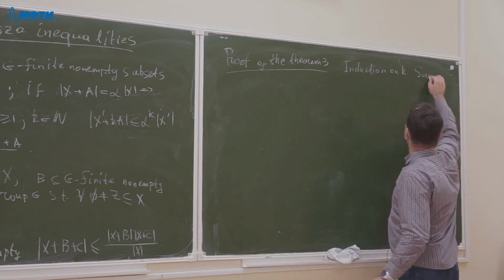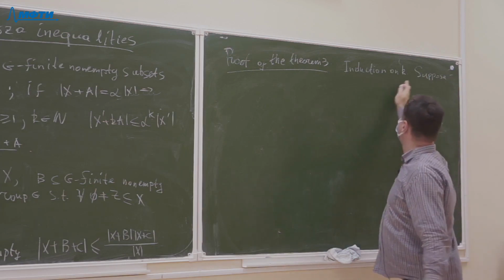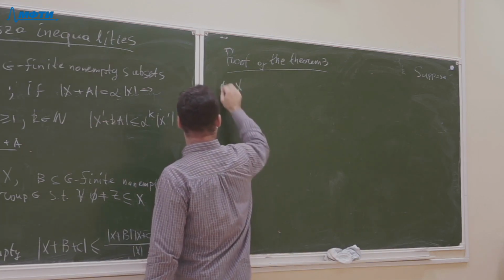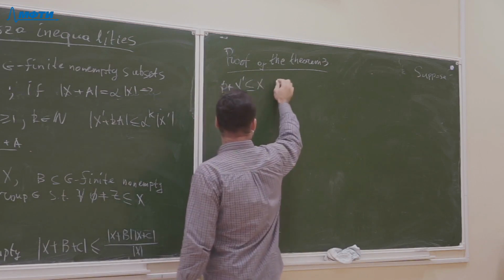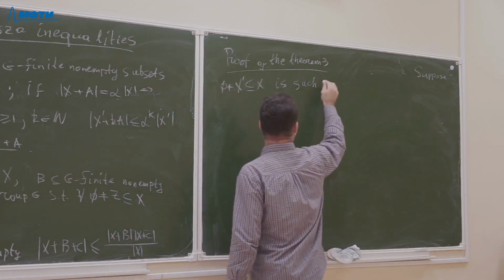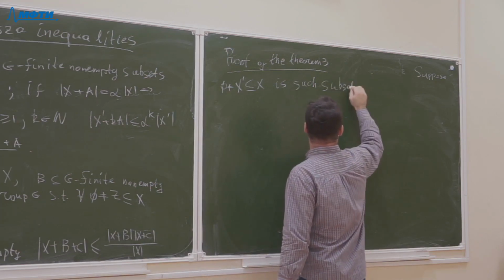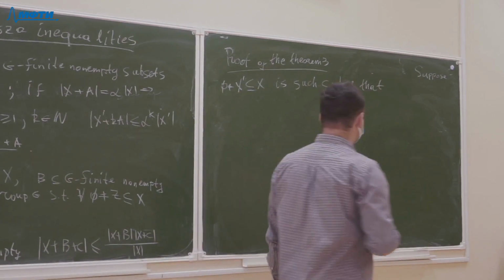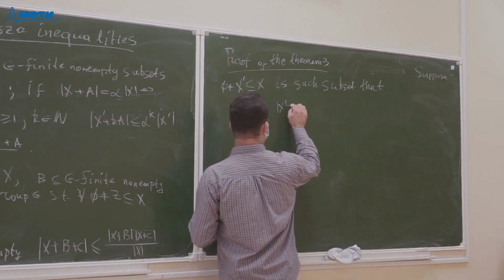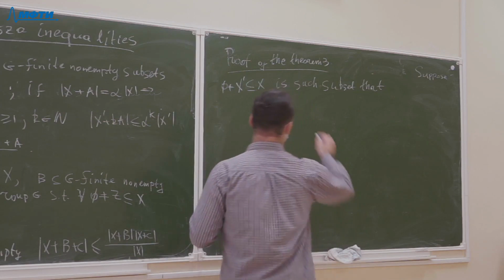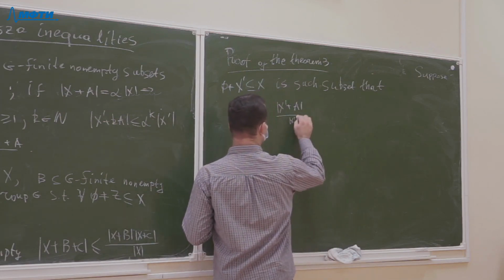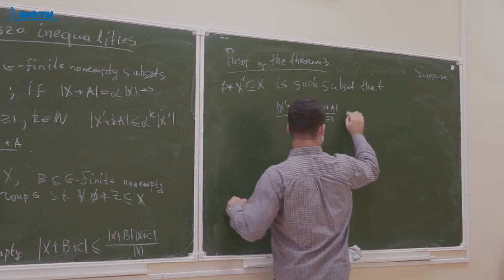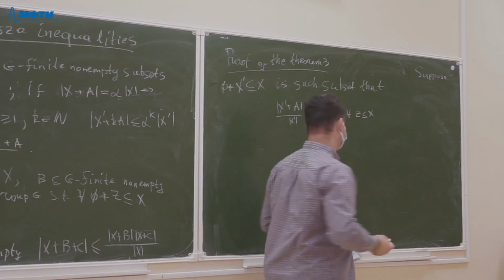Suppose x prime, and then induction on K. Suppose x prime is a non-empty subset of x such that x prime plus a divided by x prime is at most z plus a divided by z for any non-empty subset z of x.